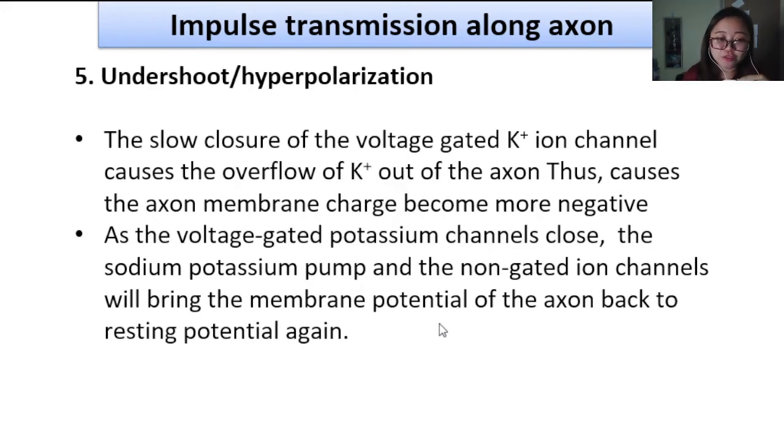And as the voltage-gated potassium channels close, the sodium-potassium pump and the non-gated ion channels will bring the membrane potential of the axon back to resting potential again. So sekarang dia terlebih negatif, tapi jangan lupa kita masih ada kita punya sodium-potassium pump dan ion channel yang biasa yang tidak perlukan apa-apa active transport. Mereka akan memastikan membrane potential axon balik kepada resting potential.